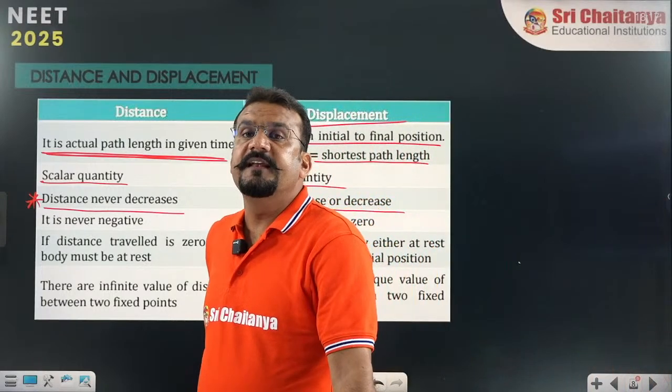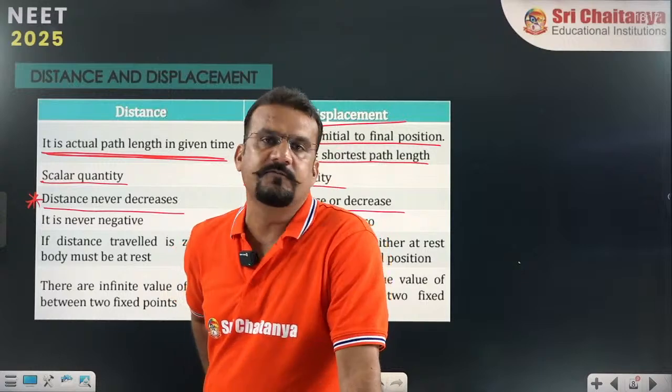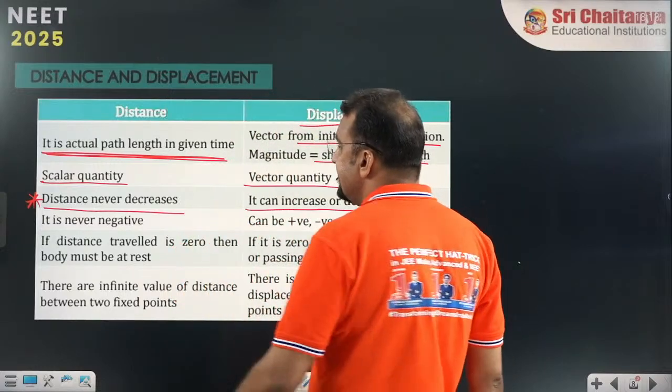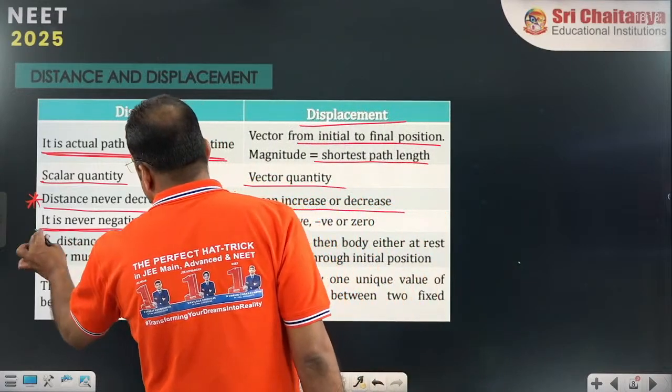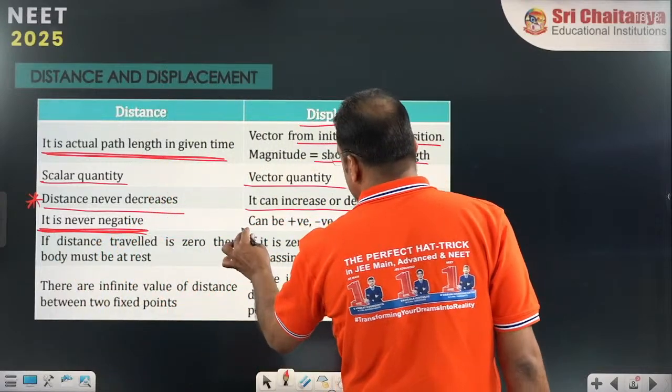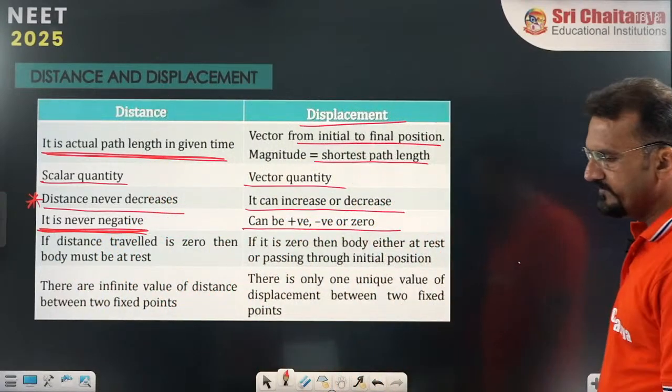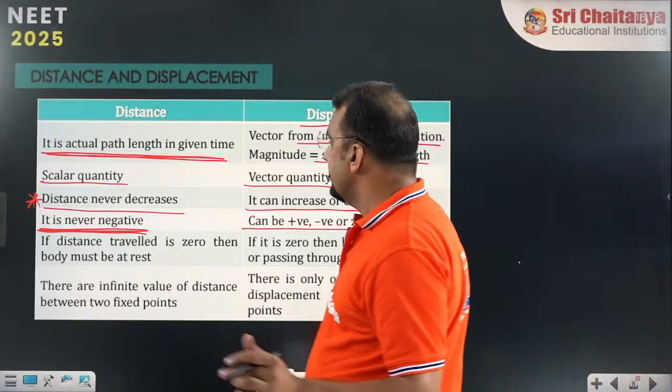Next point, distance is never going to be negative. Distance is never negative. Very important statement. But displacement can be positive, negative, or zero.